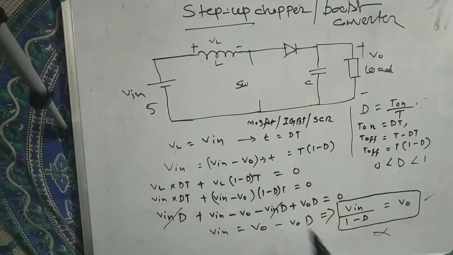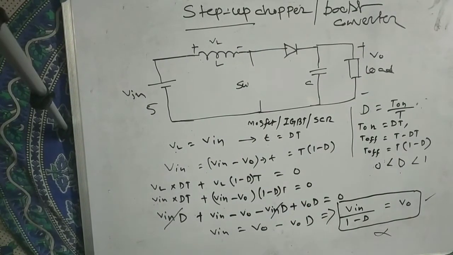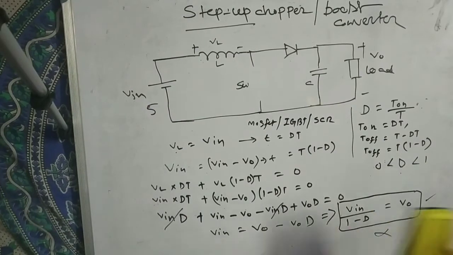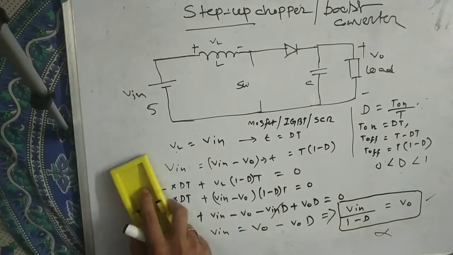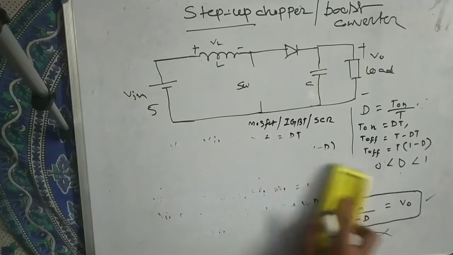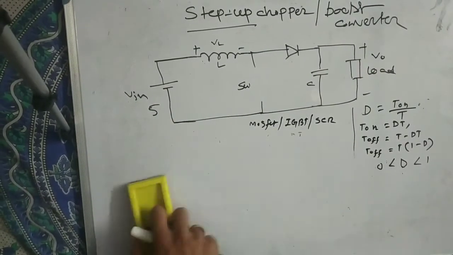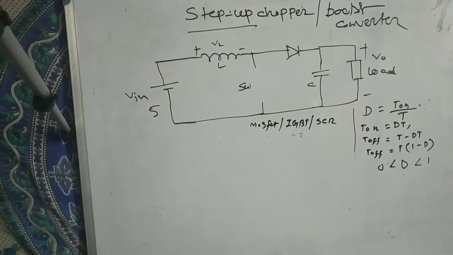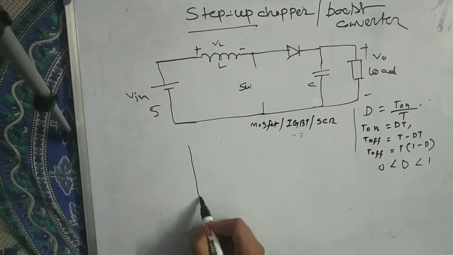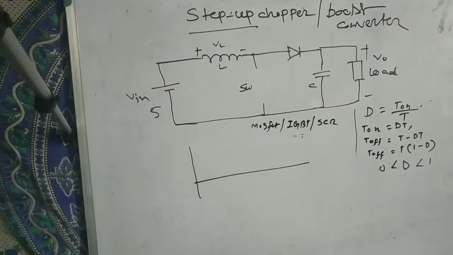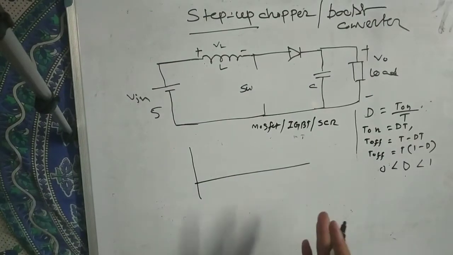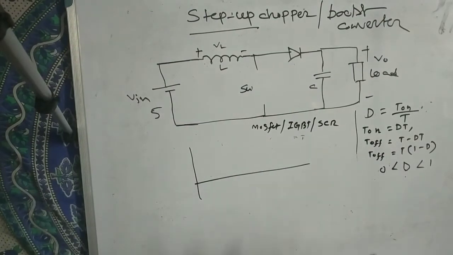Now if we want to rewrite that, what is volt second balance? The average voltage across the inductor is 0. This means, now we can remove it. Suppose here I let you know it by applying graphically.